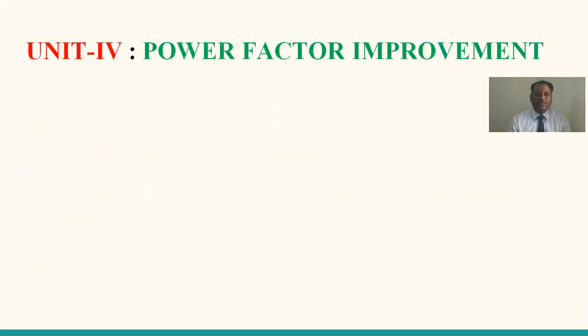Next, unit number 4, which is power factor correction. Why? Because the consumers utilize different kinds of loads, maybe resistive loads, inductive loads, and capacitive loads. And one consumer is different from some other consumer. So therefore, due to different kinds of utility, the power factor is slightly adjusted. For example, if you take a resistive load, the power factor is unity.